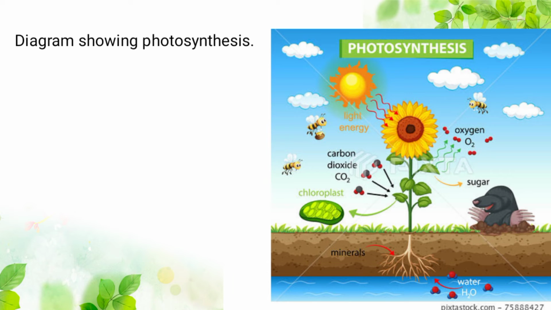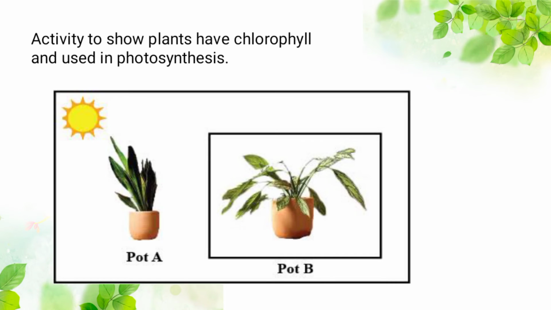So this oxygen helps us to breathe. Here is an activity shown. The activity shows that plants have chlorophyll, which they use in photosynthesis. So we can see that it is not only the green pigment in plants. We have seen many different colors of leaves in plants.